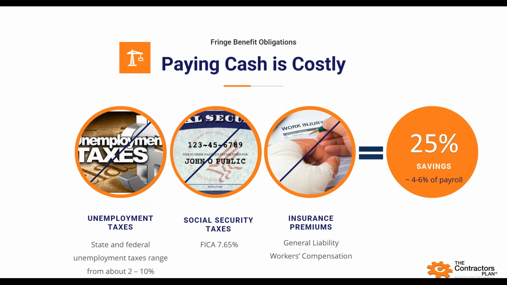In 49 of 50 states, your work comp and general liability insurance premiums are based on your payroll. If you're increasing your payroll, your fringe obligations are now costing you additional money. And so overall, that's about 25% back of the napkin. That would equal, in most cases, about 4 to 6% of your overall payroll costs. So a pretty significant amount of money.